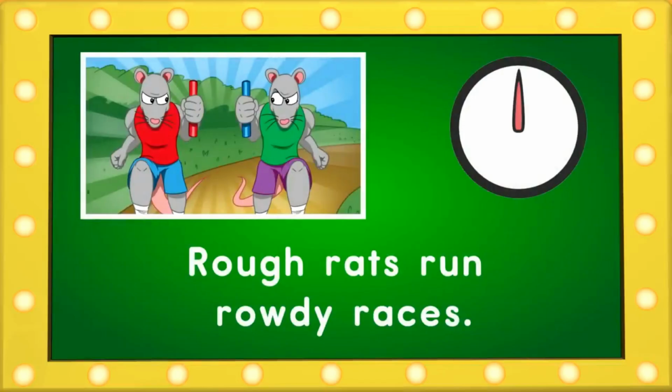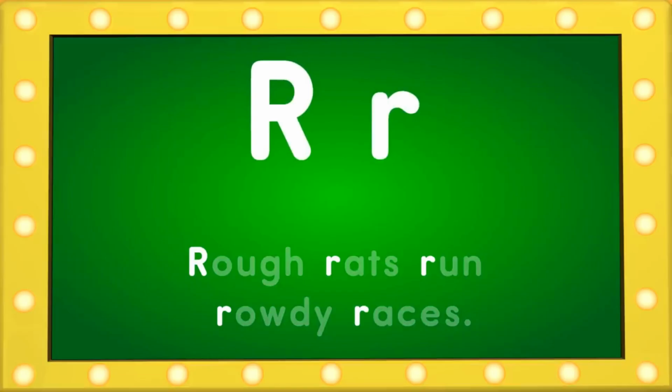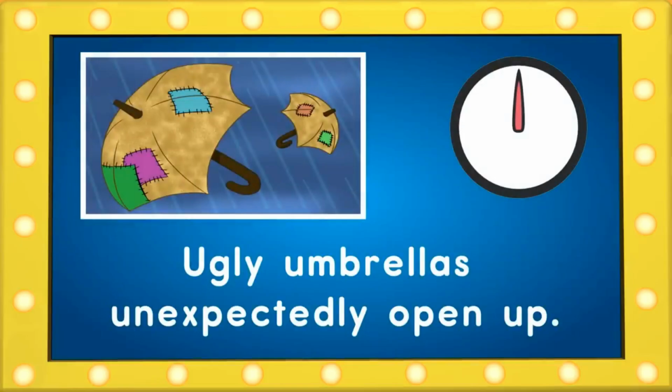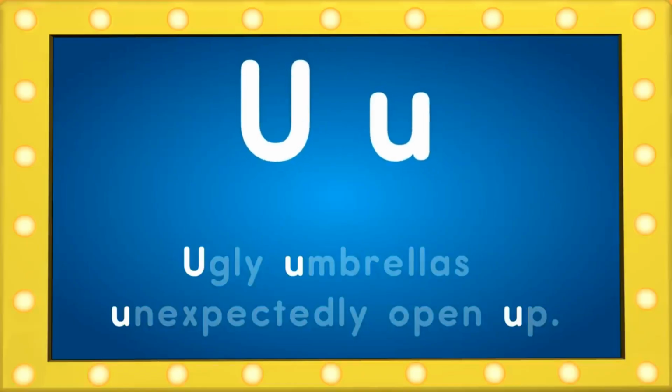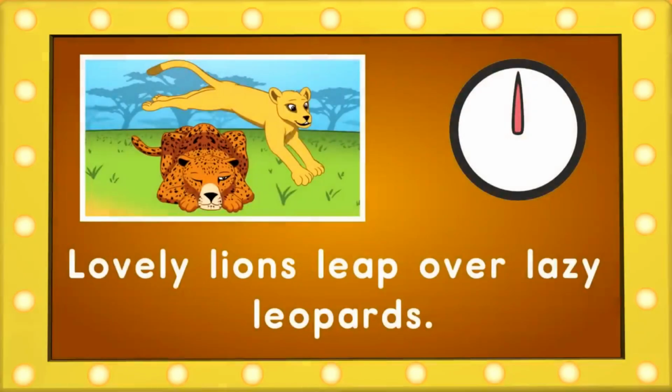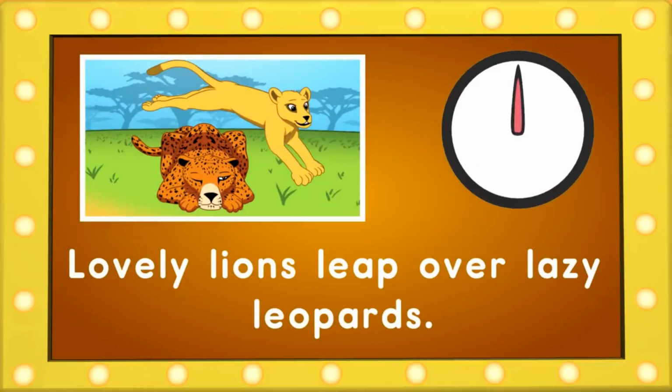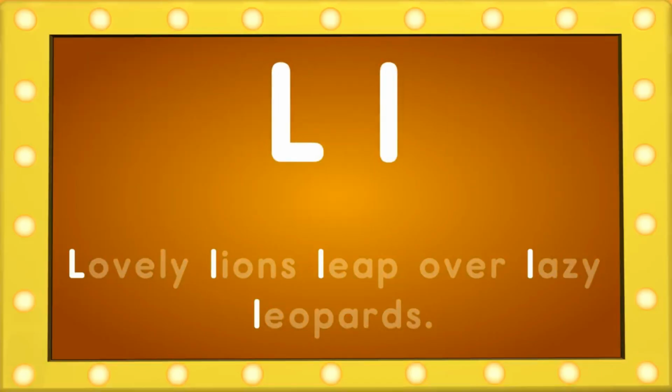Rough rats run rowdy races. The answer is R. Ugly umbrellas unexpectedly open up. The answer is U. Lovely lions leap over lazy leopards. The answer is L.